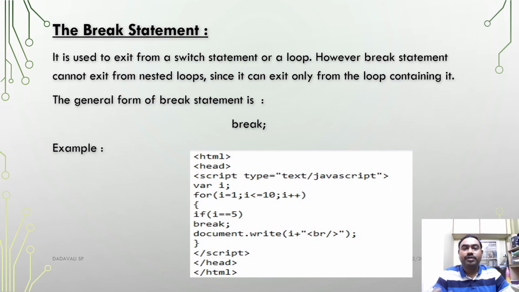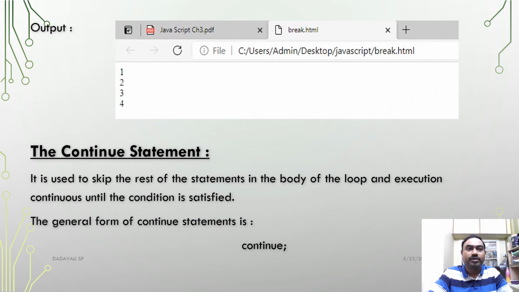So only 4 values will be printed, because it will exit from the loop. Actually the iteration is 10 iterations, but because you applied the break condition in this loop, it will exit from the loop. You can observe the output: 1 2 3 4, only 4 values, because at 5 the condition is satisfied and the break statement is executed. And one more, the continue statement.